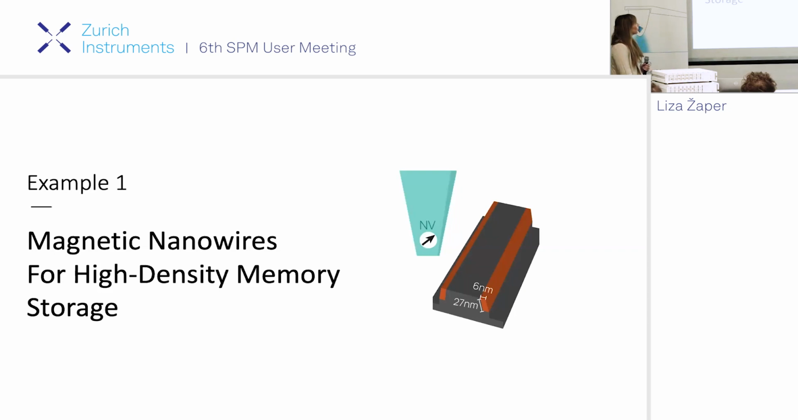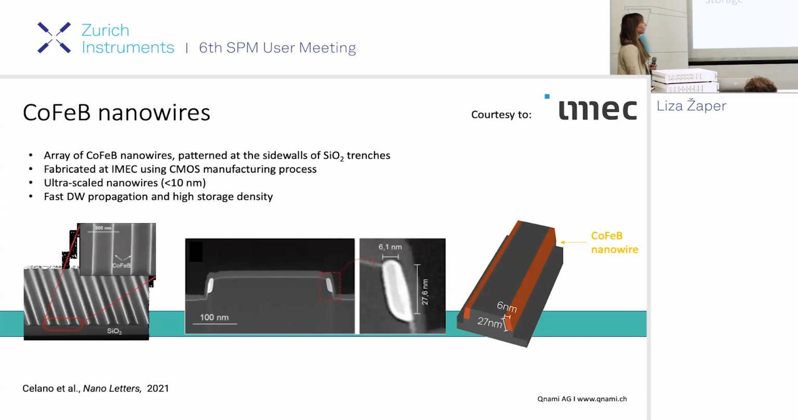Okay, so now I will move on to this first example of its application to magnetic nanowires for high-density memory storage. So at IMEC, they developed the self-aligned patterning technique in which they deposit cobalt iron boron films on top of pre-patterned silicon dioxide cores, which have 300 nanometer width, and they're positioned at 600 nanometer pitch. And then they use ion milling techniques to etch away the cobalt iron boron on top of the cores and in between. And with this, they are left with very narrow nanowires of 6 nanometer.